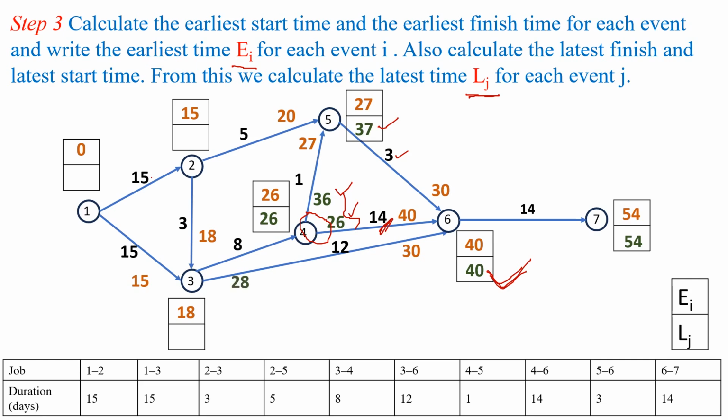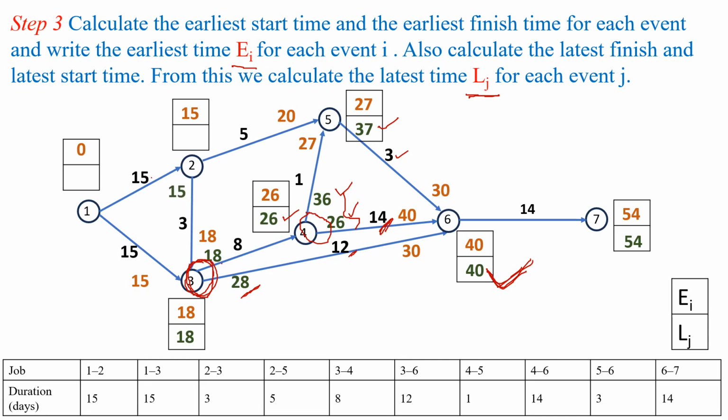Next we have to look for the activity 3 to 6. For 3 to 6 finish time is 40, then 40 minus 12 is 28. Start time is 28. Here also observe that event 3 is the burst event for the activities 3 to 6 as well as the activity 3 to 4. Next we have to look for the activity 3 to 4. Latest finish time is 26. Start time will become 26 minus 8, it is 18. So among 18 and 28 we have to consider the minimum value, which is 18.